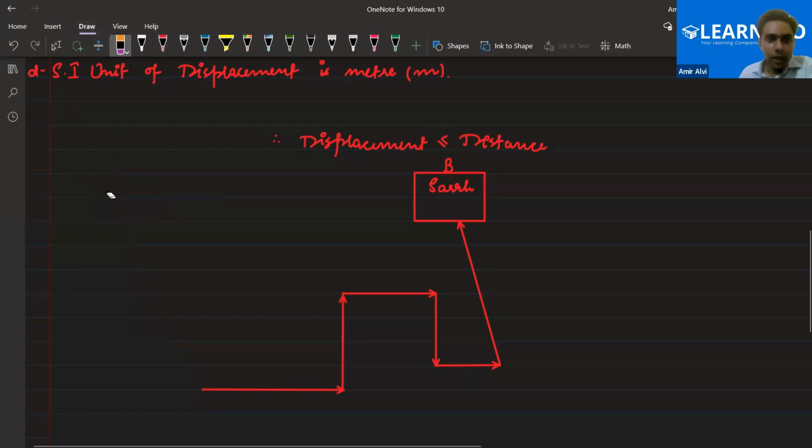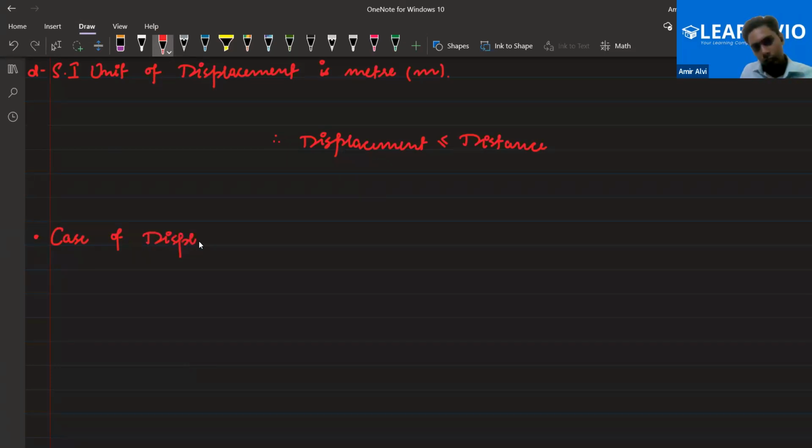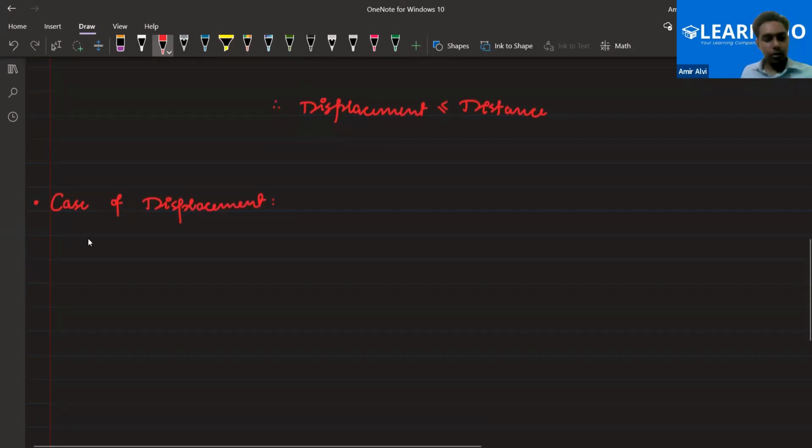Let me raise this and let's understand how it is possible that displacement could be 0 as well as positive and negative. After this topic is done, we'll start a new topic, that is speed and velocity. Theek hai. So first case we take positive displacement.